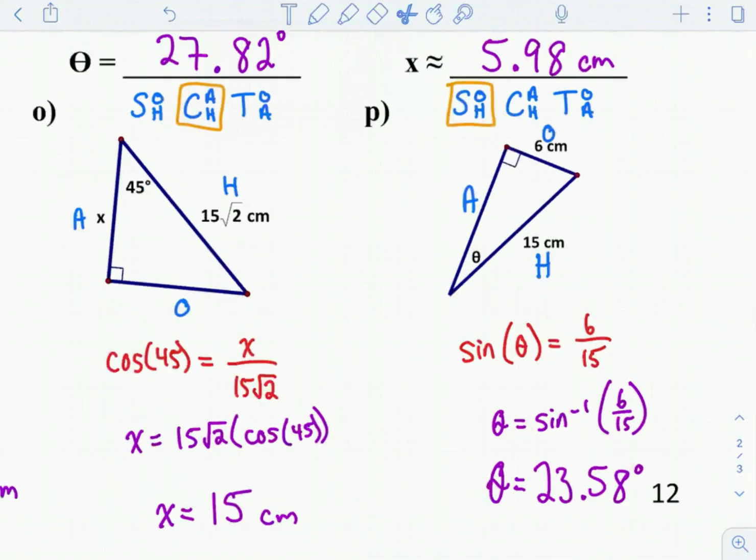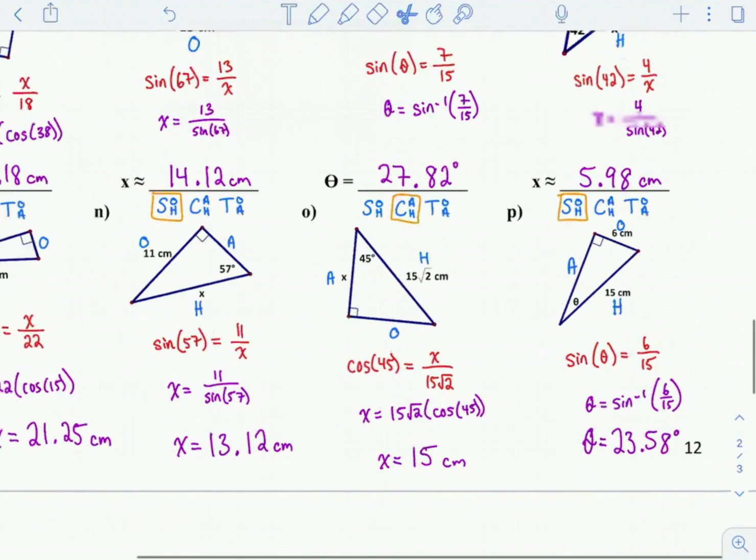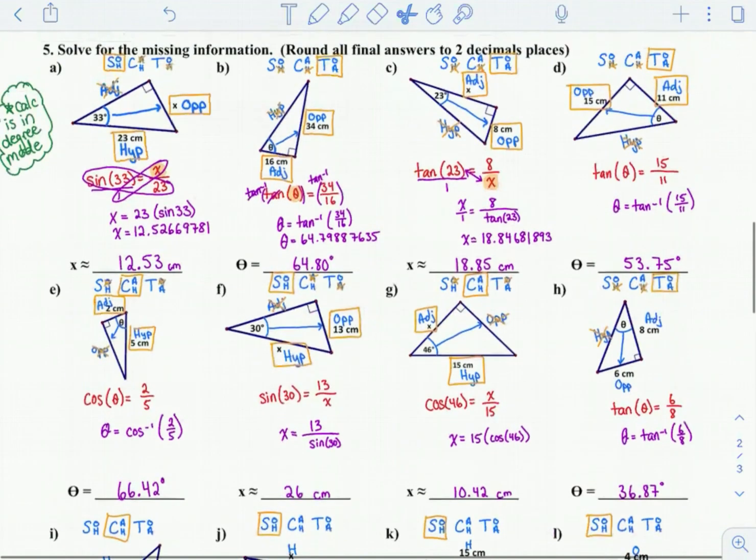Alright, so those are the trigonometric ratios and the ways in which you could solve for missing parts of a right triangle using SOH CAH TOA. If you have any questions, please make sure you message out to me. Have a great day, everybody.